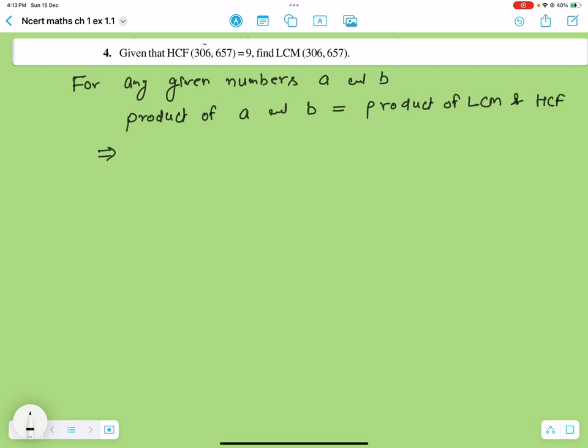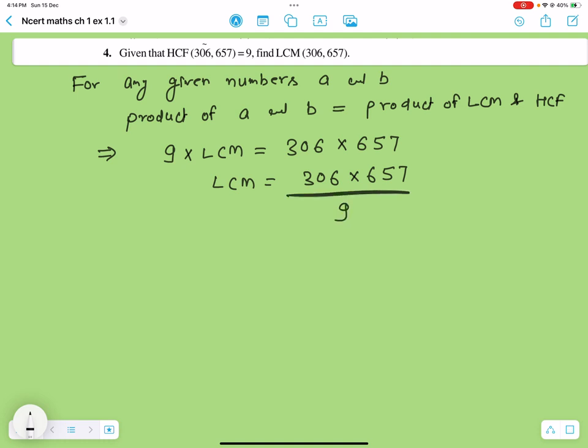So we can essentially write down, they have given the HCF. So HCF is 9 multiplied by LCM equals the numbers themselves, 306 multiplied by 657. So LCM would be 306 multiplied by 657 divided by 9, right? So we can say 34 multiplied by 657, and this will be your answer.